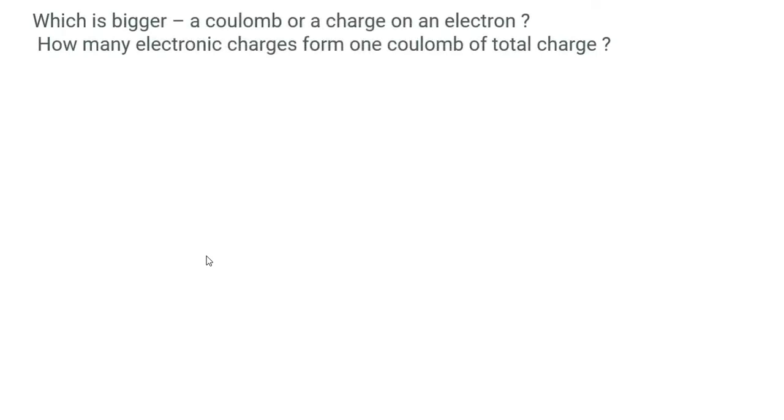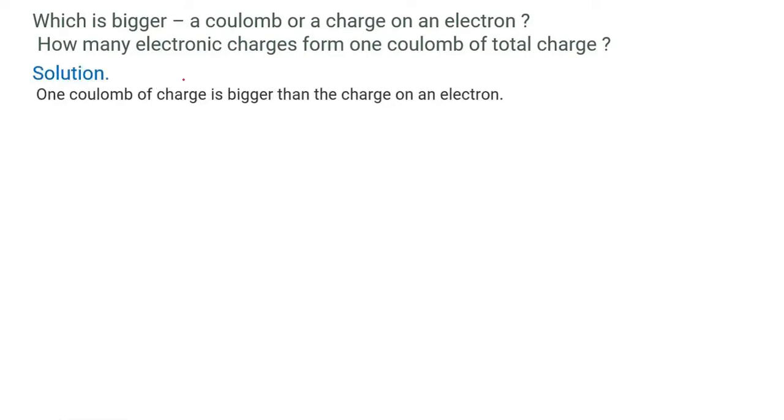The first question is, which is bigger, a Coulomb or the charge on an electron? And how many electronic charges form 1 Coulomb of total charge? So the answer for this question will be the obvious one, that 1 Coulomb of charge is bigger than the charge on an electron. Let us see how.